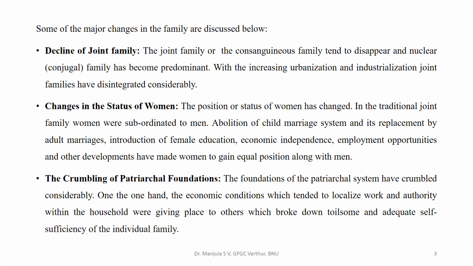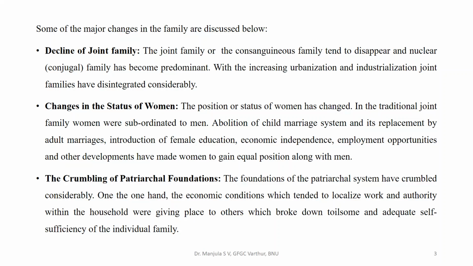Firstly, we can see the decline of the joint family. The joint family or the consanguineous family tends to disappear and the nuclear family has become predominant. With increasing urbanization and industrialization, joint families have disintegrated considerably. As we know, the joint family was one of the major pillars of Indian society, but today the joint family has broken into the nuclear family, that is, a single unit family, due to urbanization and industrialization.